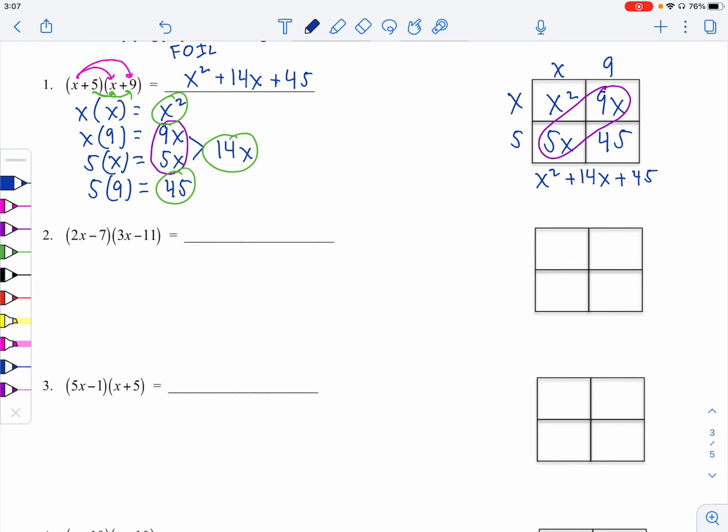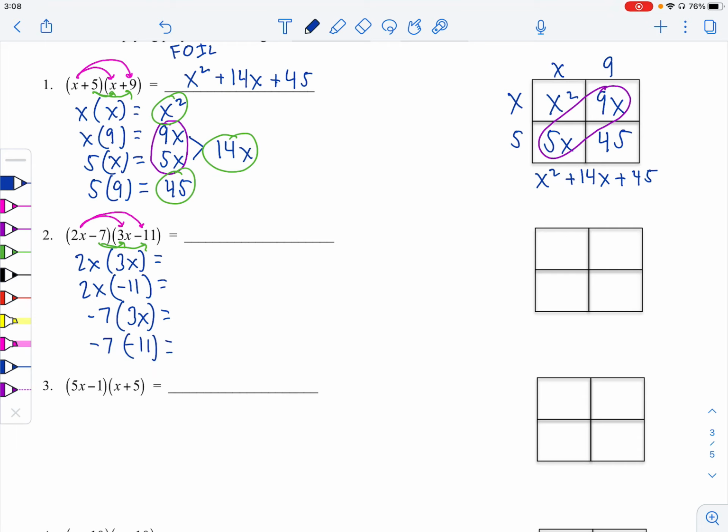Okay, so let's do number 2. Same thing, we have 2x, distribute that. So first, right, so 2x parentheses 3x. Then we do outer, 2x, and it's a minus 11, so it's negative 11, right? Remember our signs. Then we do next term, inner, negative 7 parentheses 3x. And then negative 7 parentheses negative 11.